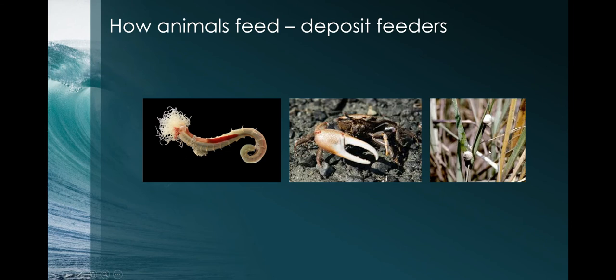These are both local species. So this is a fiddler crab, and these are snails in local salt marshes. All right, so these are deposit feeders, and they're just looking for anything on the bottom that they might eat.